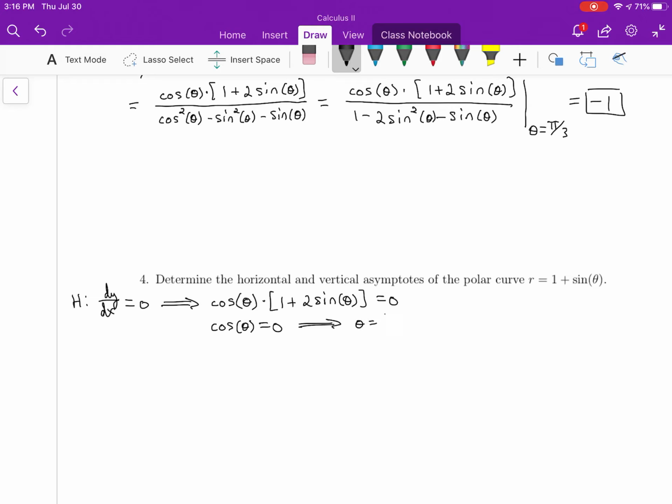So cosine of theta is 0 for when theta is pi over 2 or 3 pi over 2. 1 plus 2 sine of theta, so our other term is 0. So here you're going to look for theta is the arcsine of negative 1/2. And that will be at 7 pi over 6, and also at 11 pi over 6.